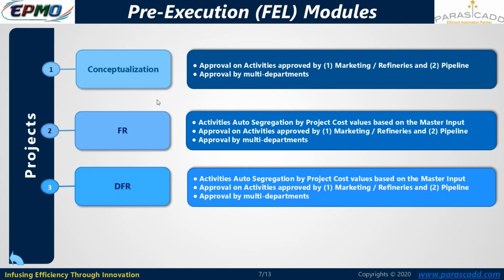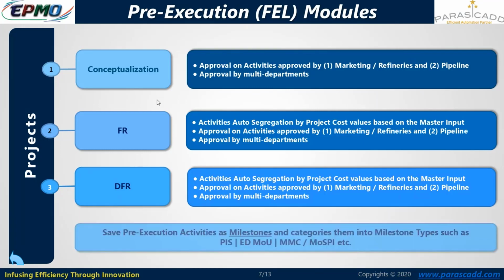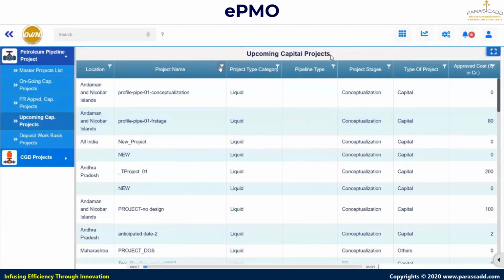And some activities might be key activities that need to be monitored as a milestone. So certain activities can be ticked as a key milestone activity, so that these key milestone activities will be further processed, and various flags and indications will be received by the concerned stakeholders in a timely manner. So this is the upcoming capital project list.